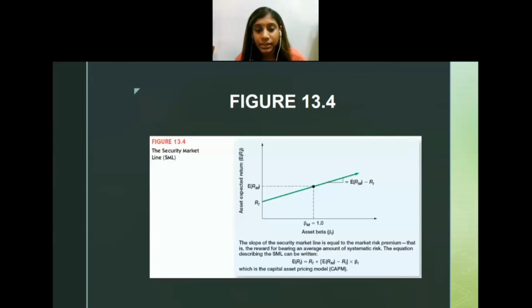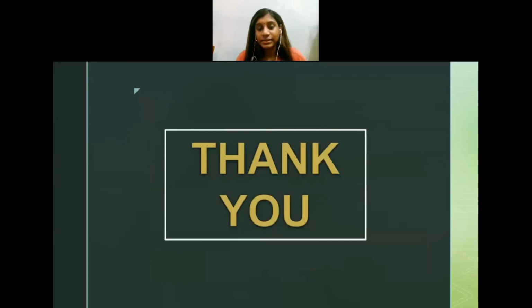The following slide is the figure of the security market line along with the equation describing the security market line. That's all from us.